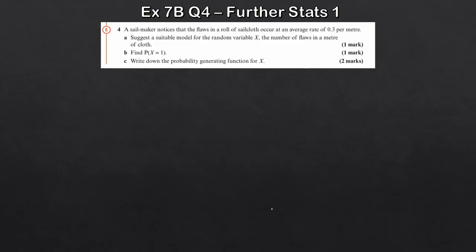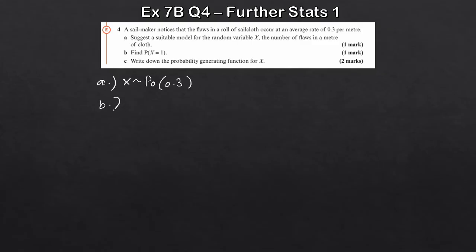Because it's happening at a rate of something per, it doesn't always have to be time. I know I normally say time, but it could be per metre here. It's got to be Poisson again. So x, for the random variable x, is a Poisson distribution, and my mean is 0.3, an average rate of 0.3. Okay, so that's just simply part A.